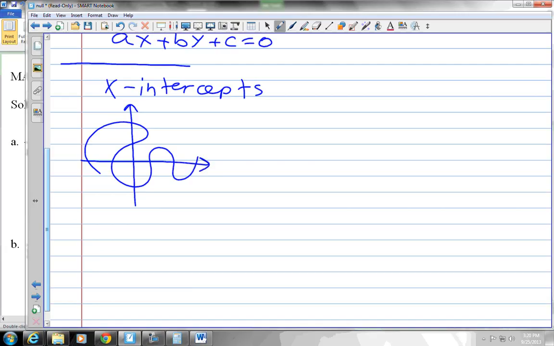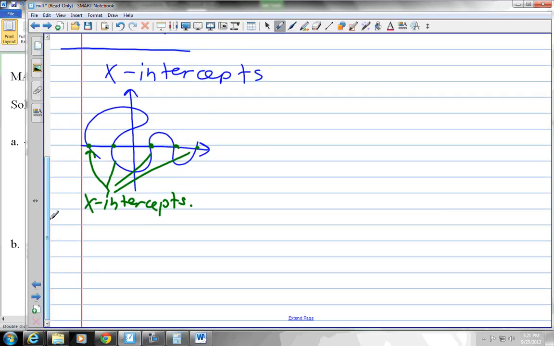Every time a graph hits the x-axis, we call those points x-intercepts. All of those points right there are x-intercepts. What do they all have in common as far as their coordinates go? What is the y? Well, y is always 0. Good observation. Y is always 0 on all of those points. So in order for us to find the x-intercept, all we have to do is set y equal to 0 and solve for x.